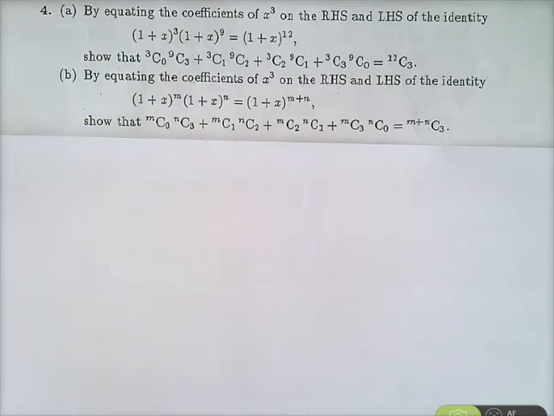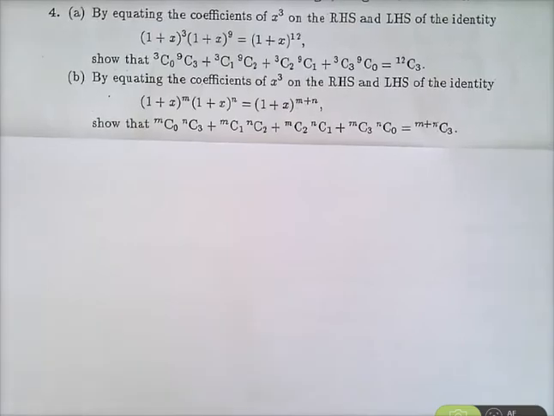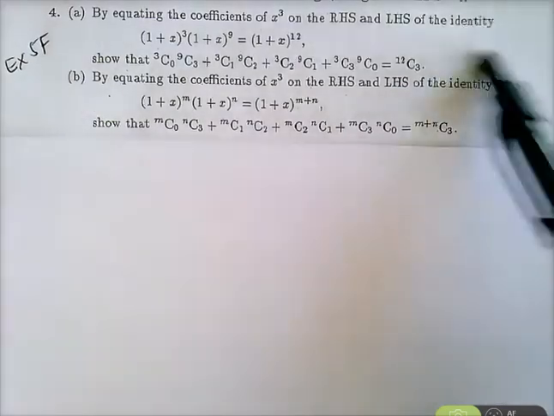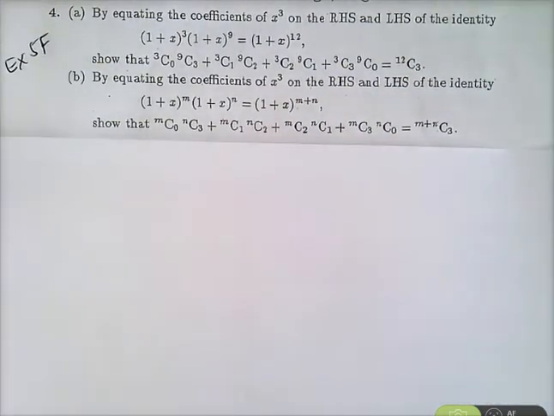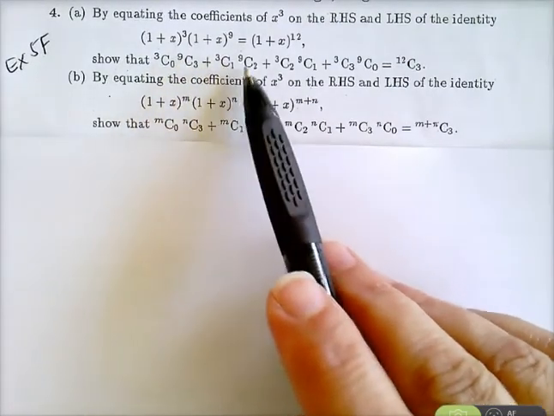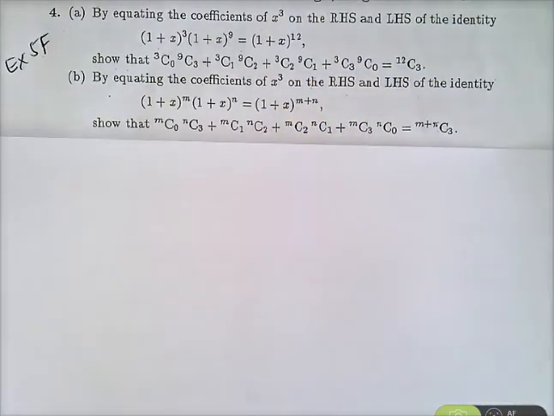So this is exercise 5F, Cambridge. By equating the coefficients of x cubed on the right-hand side and left-hand side of that identity there, show that first result, that 3C0 times 9C3 plus 3C1 times 9C2 plus all of these equals 12C3.